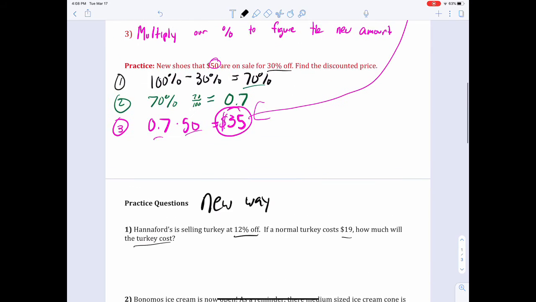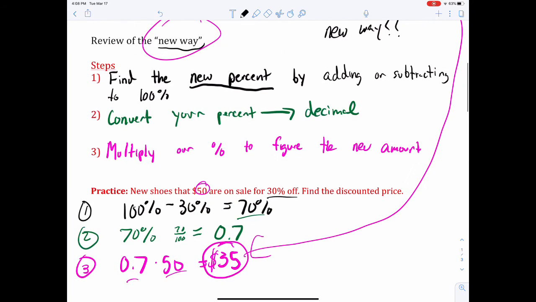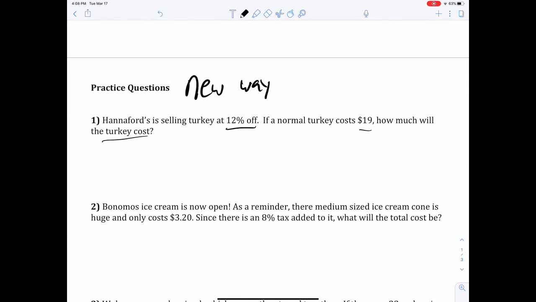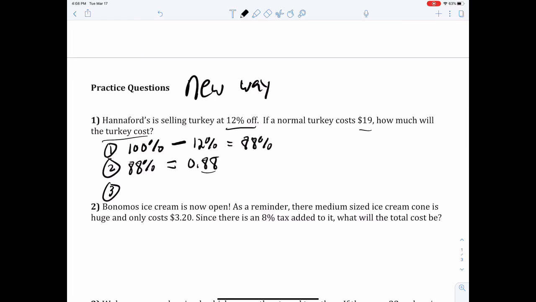So, to refresh our mind, let's see what our first step is. Find the new percent by adding or subtracting to 100. So, just first step, we have 100%. And if it's 12% off, we're going to minus 12% to give us 88%. Step 2, we're going to change 88% to a decimal. So if you divide by 100, that'll be 0.88. Step 3, we're going to take this amount, and we're going to multiply by the number we're taking it of, so 19.